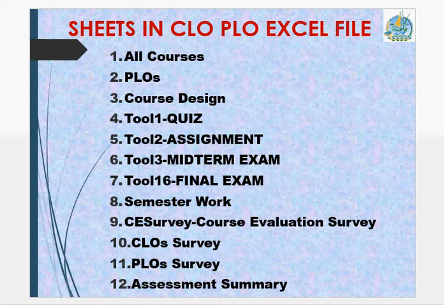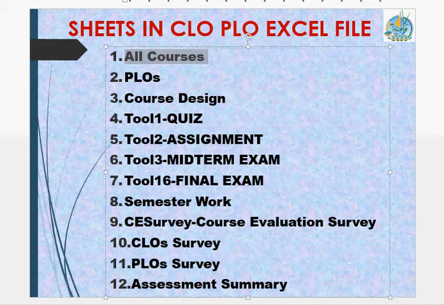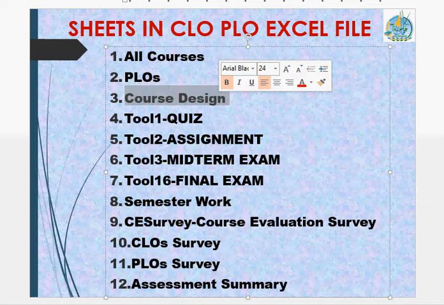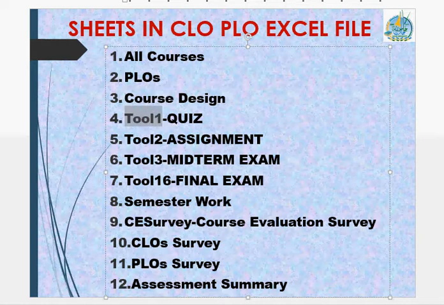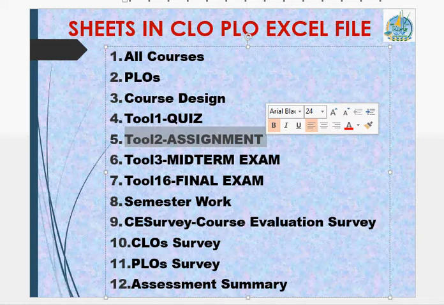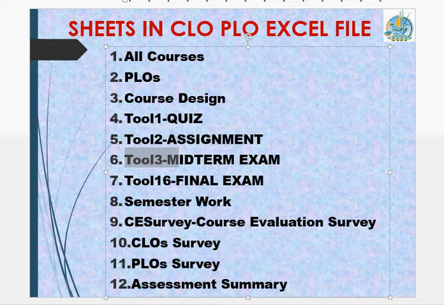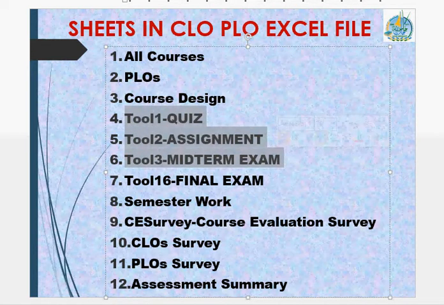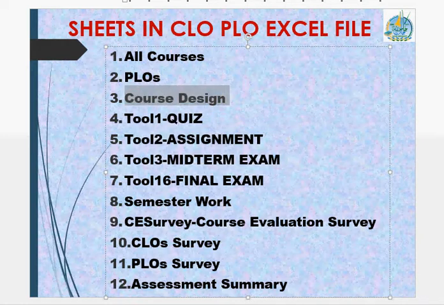So the first sheet is all courses. The second is the PLOs. The third is course design. Fourth is tool 1. Tool 1, here we are associating it to the quiz. Then tool 2, which can cover our assignment. Tool 3 can be our midterm. Now here tool 1, tool 2 and tool 3, you can arrange them accordingly. It's not a must that tool 1 must be quiz 1 assignment. It depends on how you put it in your course design.